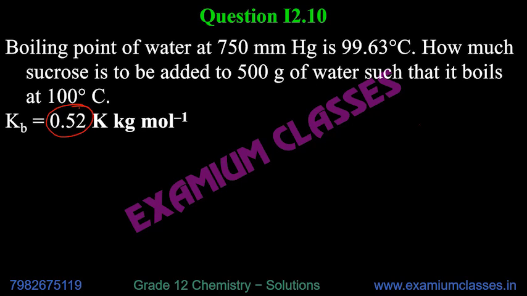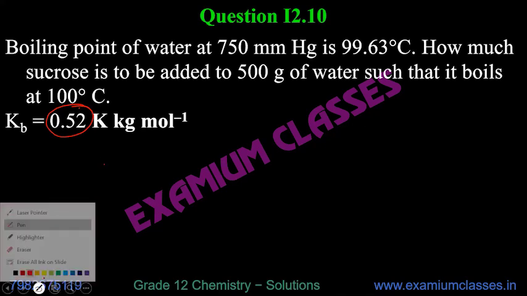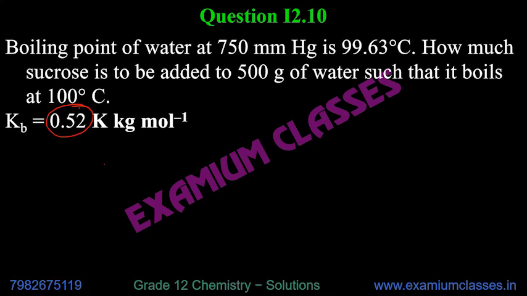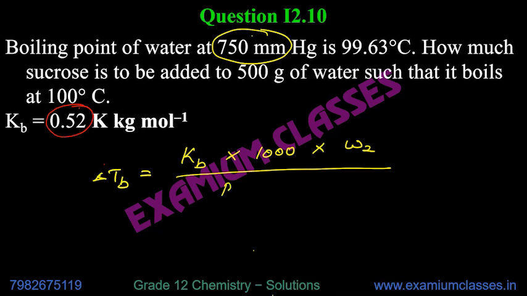Okay, because you know that delta TB. In this case, this pressure does not matter. This is external pressure. Instead of 760, it is 750. So might be we are talking about mountains, hills, etc. So delta TB will be equal to KB into 1000 into W2 divided by M2 into W1.